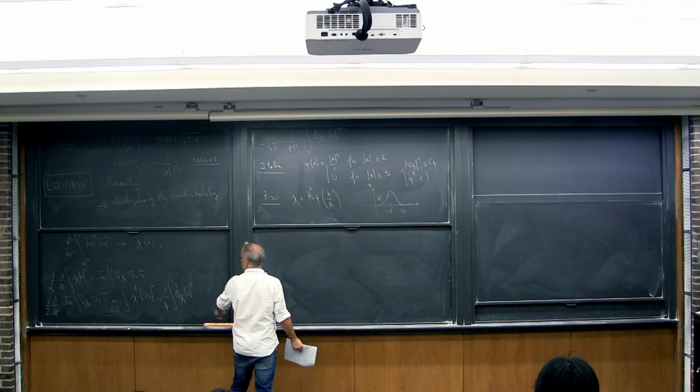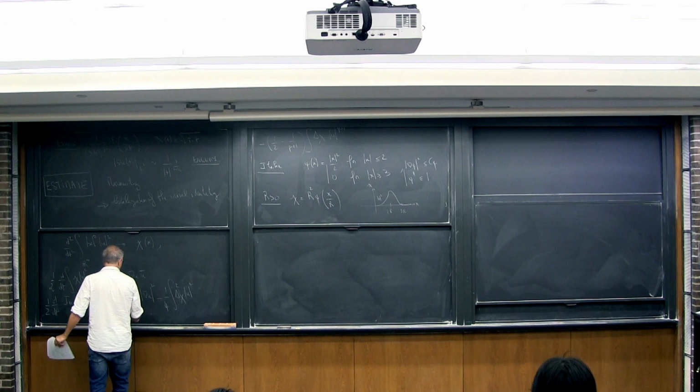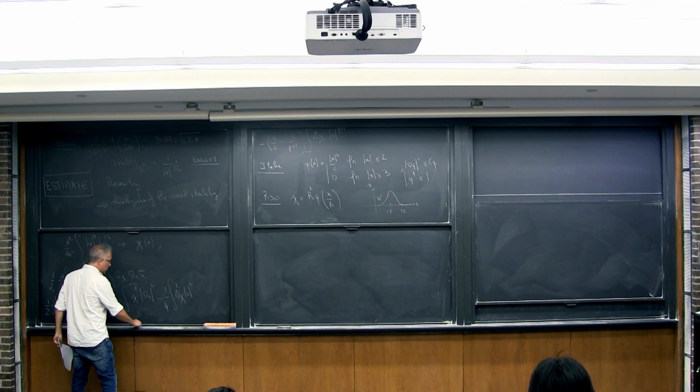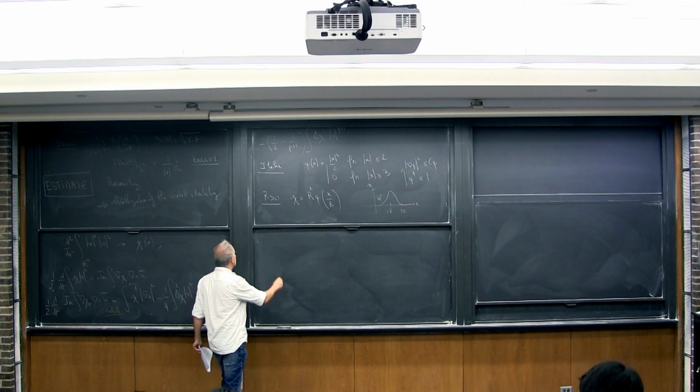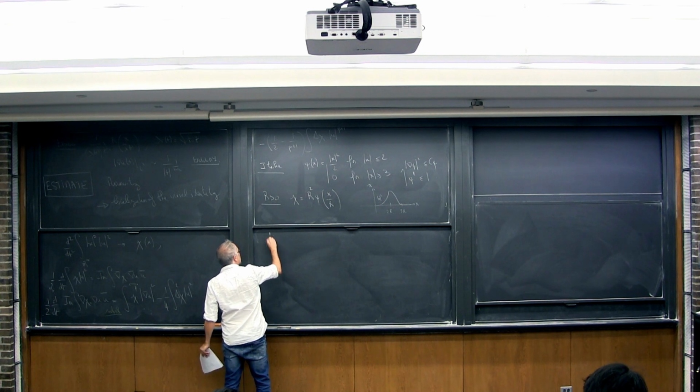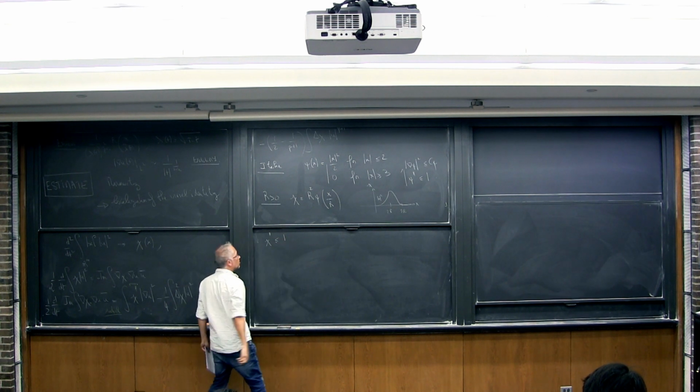So let's look at the terms here. What can I do with chi double prime? Not much. This is the localized term. All I'm going to say is that I want an upper bound, so I'm going to bound chi double prime by 1.